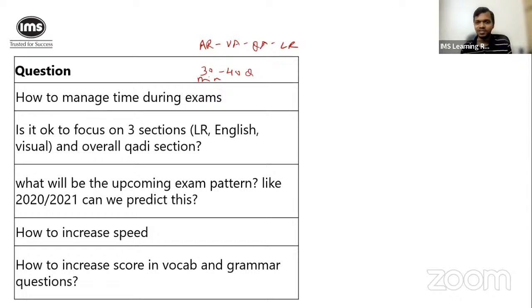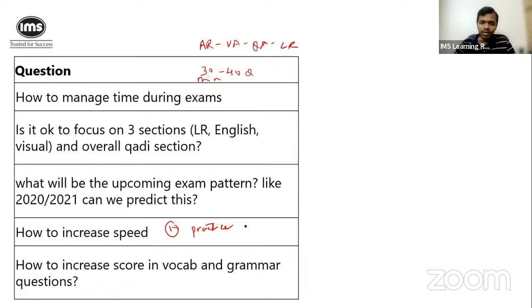Then there is a generic question: how to increase speed. Speed is a function of a couple of things. One of them is definitely a lot of practice, so how much practice you have done. If you look at a particular question and you have practiced it enough number of times, you would know how to get to the answer faster.